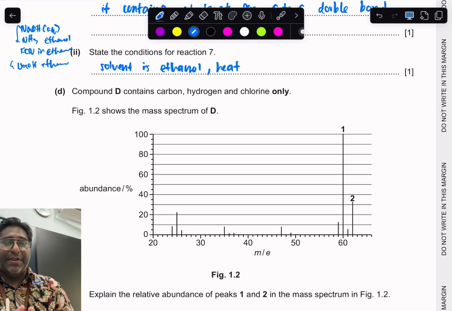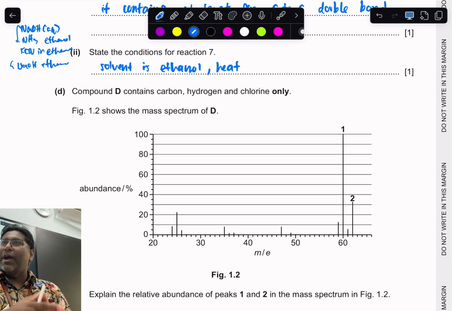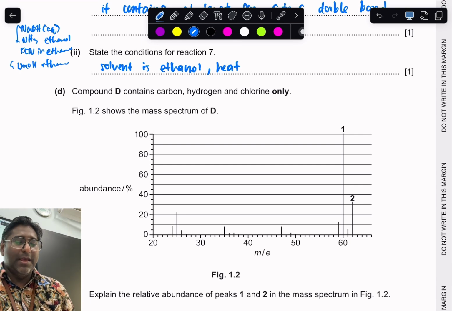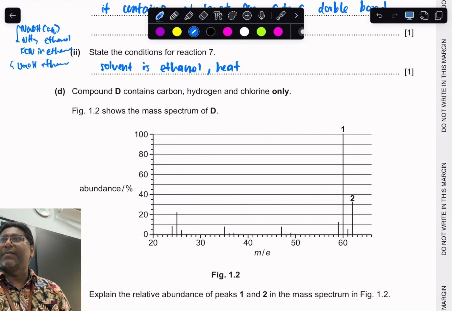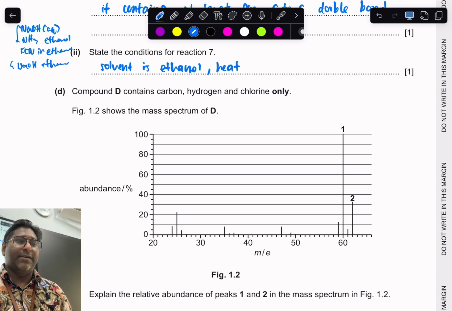They say that condition. So the condition is not ethanolic NaOH, because the reagent is already NaOH. So the condition is ethanol. So just write ethanol solvent or ethanol. No need to write NaOH, because NaOH is the reagent. Even in the marking key, they don't put NaOH. Now for D, this one we recently studied.